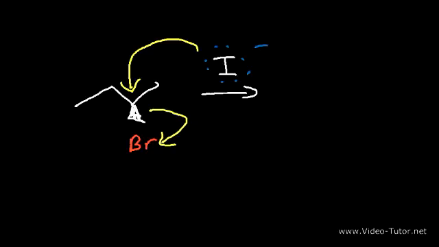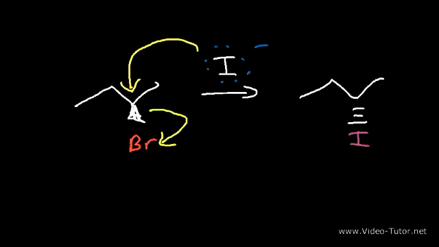The SN2 reaction occurs in a single step. It's a concerted reaction mechanism. All bond-breaking processes and bond-forming processes occur at the same time. Now, this reaction occurs with inversion of stereochemistry. The bromine was in the front, but now the iodide is in the back since it attacked the carbon from the back.